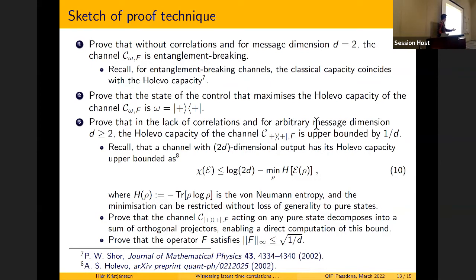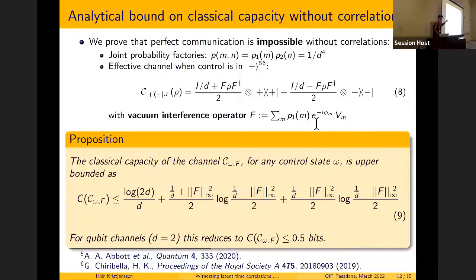And then we prove that in the lack of correlations, so in the case that we just considered, the completely depolarizing channel with no correlations, for any dimension d greater than 2, the Holevo capacity is upper bounded by 1 over d. And this has some further sub-steps. So for example, we recall inequality 10 for the Holevo capacity of a general quantum channel. We then prove that the channel we just discussed, acting on any pure state, decomposes into a sum of orthogonal projectors, which means we can calculate the von Neumann entropy and therefore the Holevo capacity very easily. And then we use the Cauchy-Schwarz inequality to prove that the norm of F is always less than or equal to square root of 1 over d. And just plugging that back into equation 8 gives us the bound that we have here in the proposition.